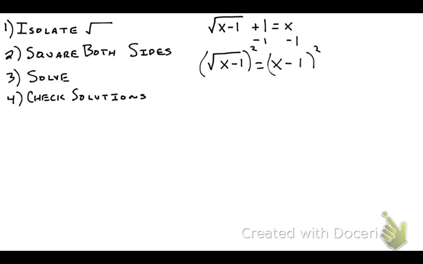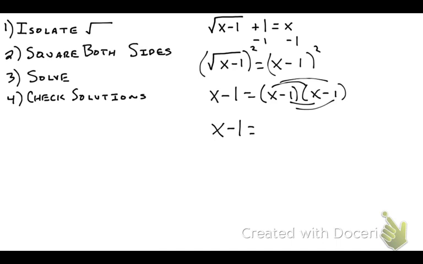When you square a square root, on the left we would get just x minus 1. On the right, you need to remember, I'm going to write it out in a little extra detail, that x minus 1 squared means x minus 1 times x minus 1. And you could use FOIL or distribution to multiply these out. But when you do, you will get x squared minus 2x plus 1.